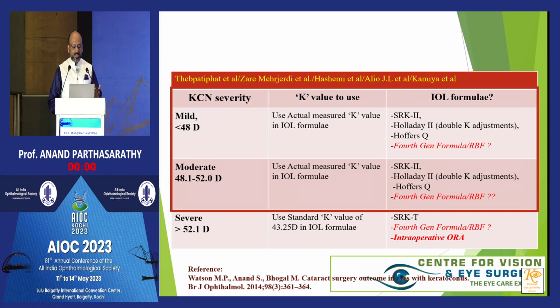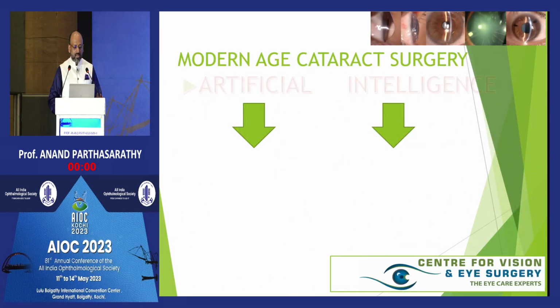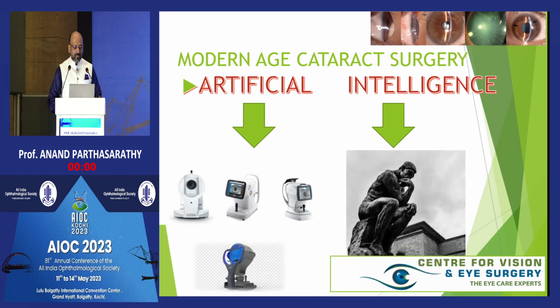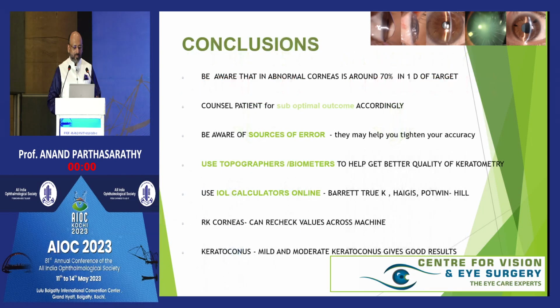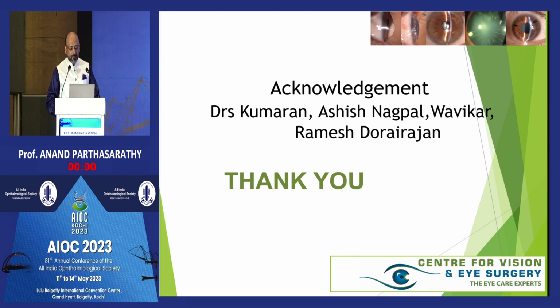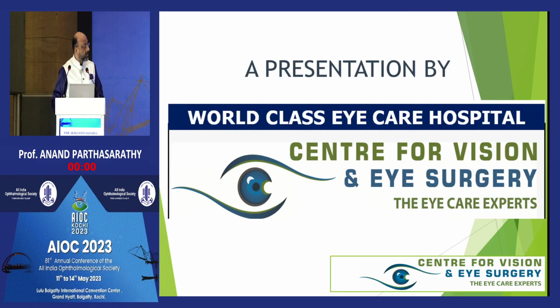In terms of the generation formulas, the fourth generation formula is probably the best. So in terms of modern cataract surgery, the talk about AI aside, the person is more important. The man behind the machine is a lot more important. So in conclusion, you need to counsel the patients for suboptimal outcomes, be aware of the sources of the error, use online calculators, and remember that there are some eyes which may not fit into your 100% result. Thank you so much. Acknowledgement for a couple of people who helped me with the slides. Thank you so much.